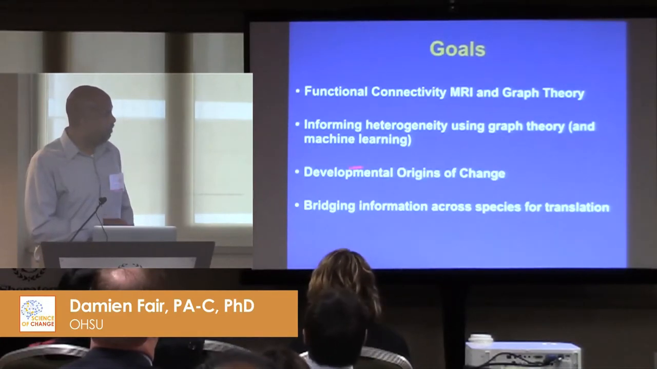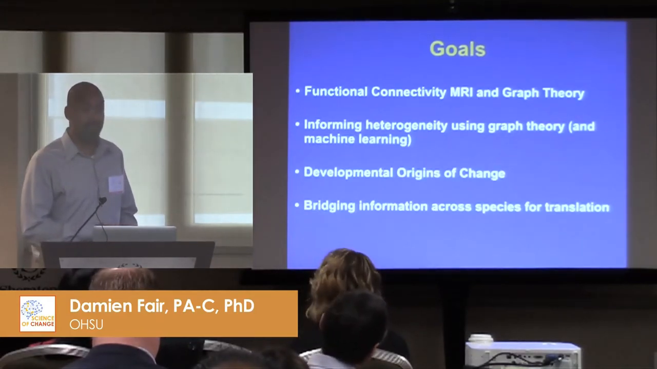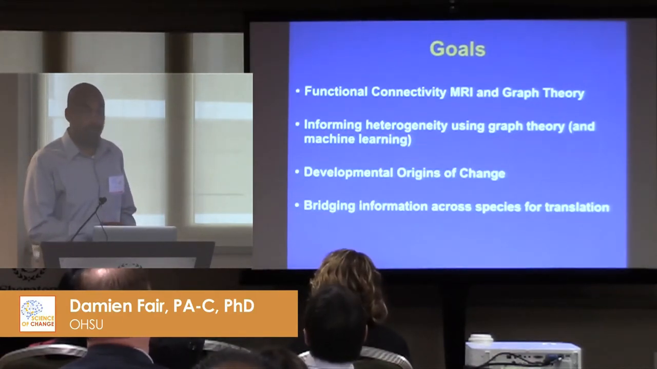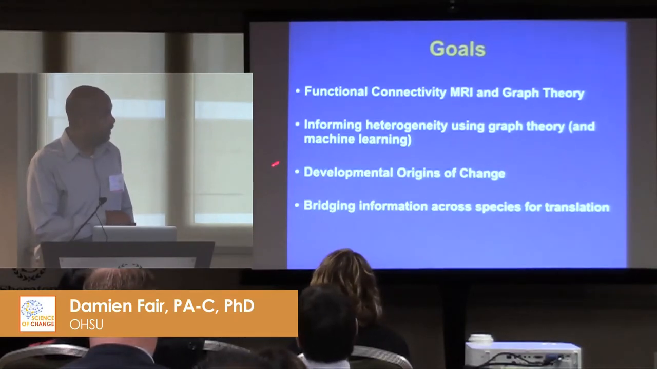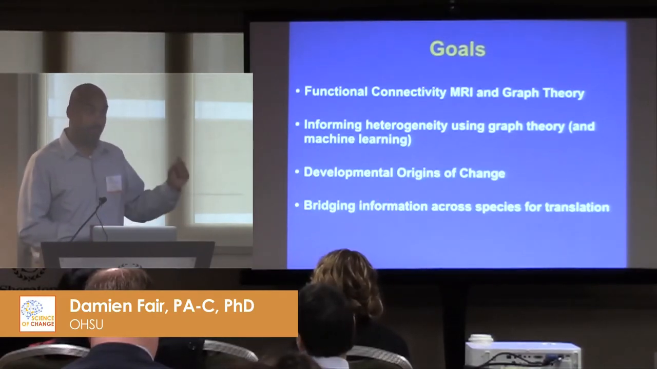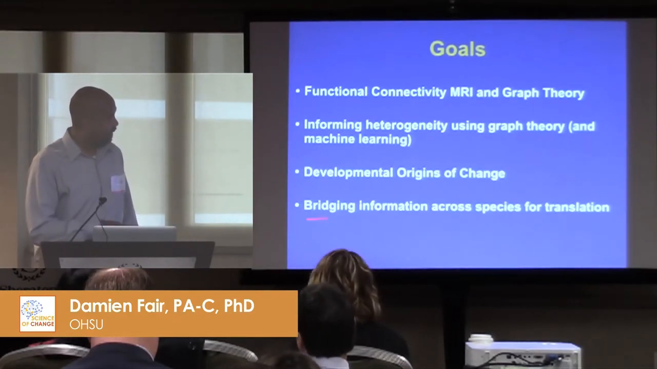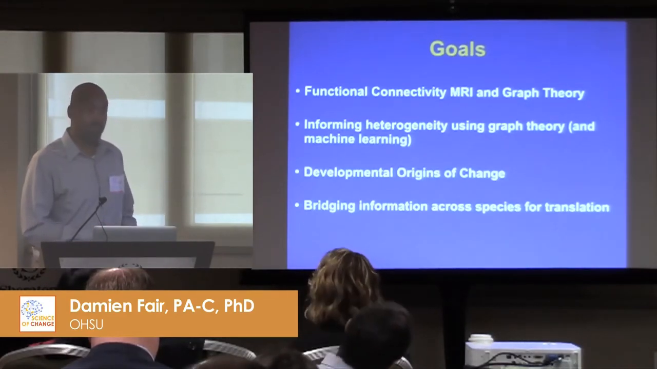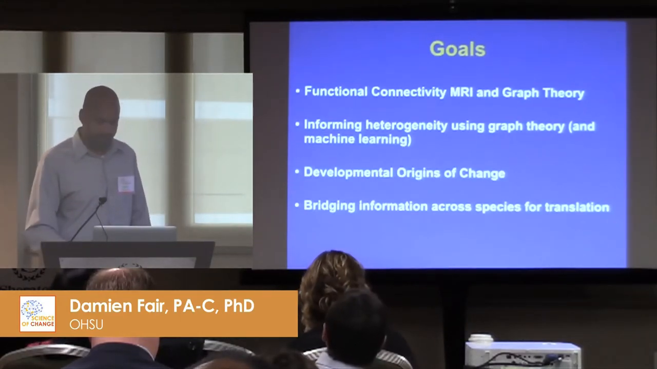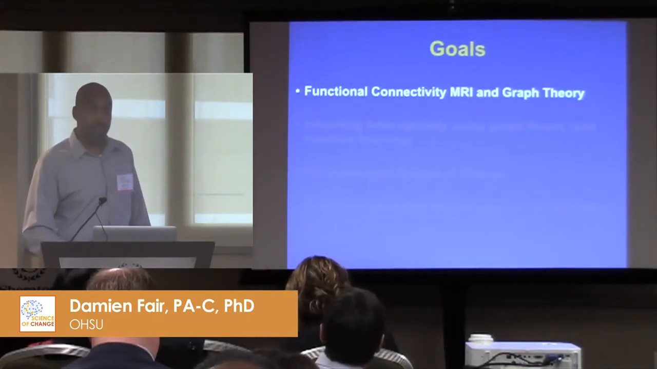And then I'll spend equally sized chunks on three areas that the lab thinks are important for studying substance use. One is we've got to do a better job informing heterogeneity. We think we can do that with some techniques from graph theory. Another is we have to start thinking about the developmental origins of some of these problems, not just when we first see the issues. And then we have to do a better job at bridging this information across species so we can translate it into actionable items.